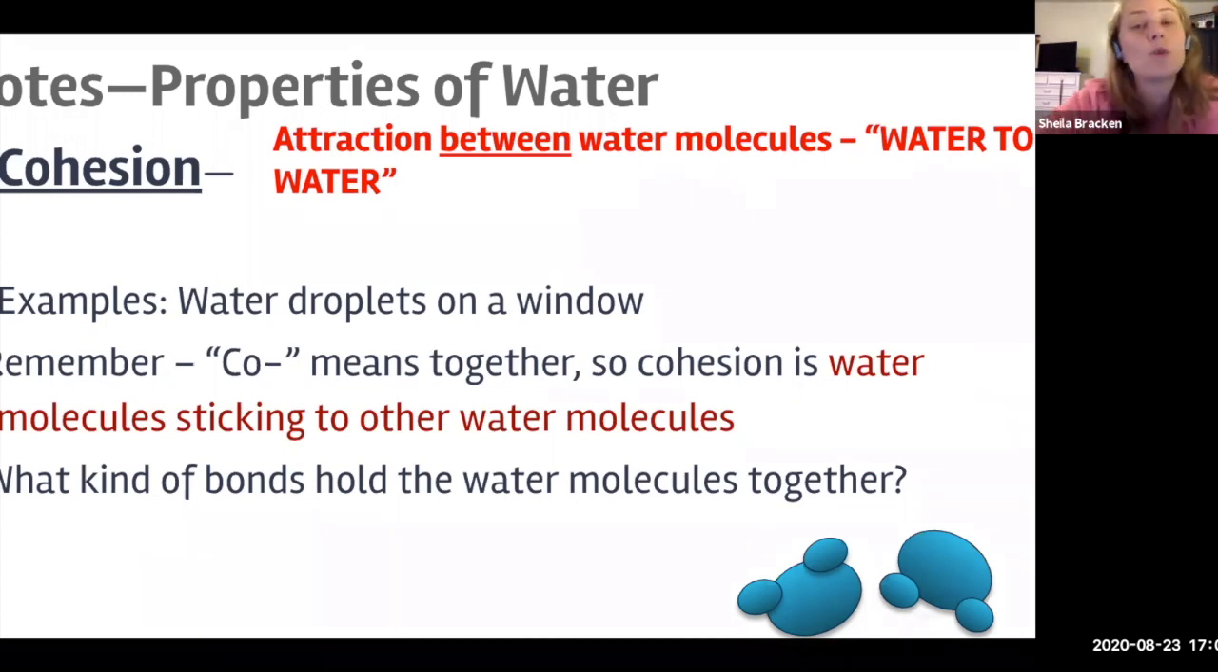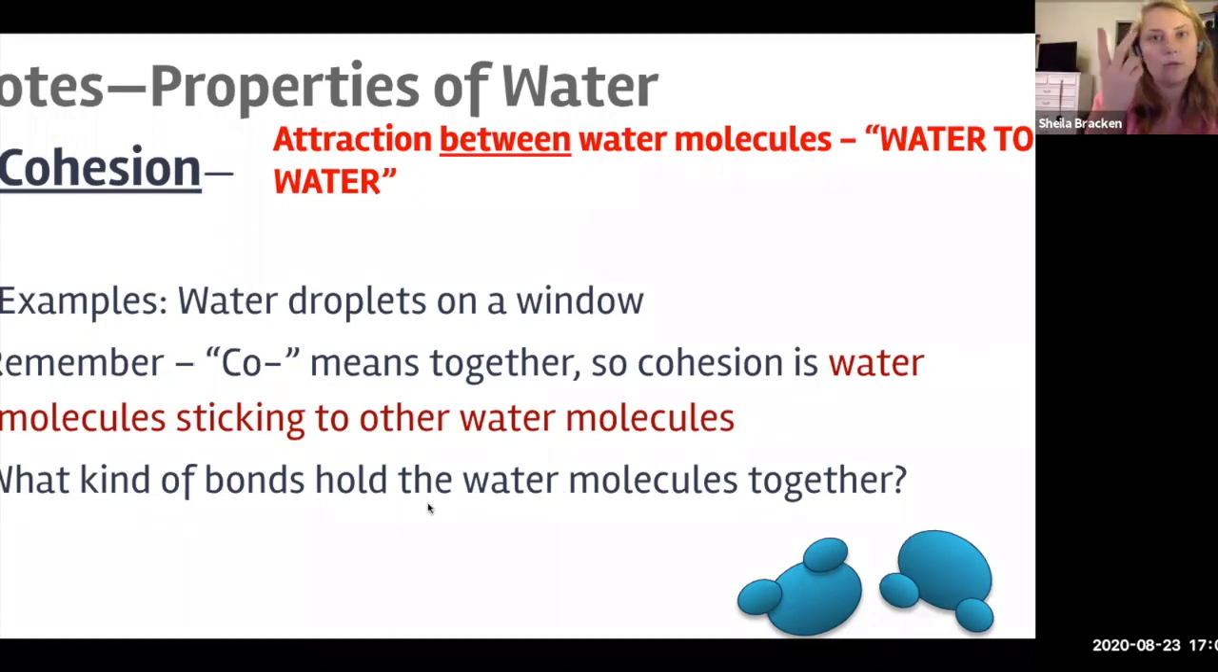If you think about the word cooperate, you could break that up into co and operate. Co means together, operate means to work. So when we cooperate, we work together, right? Didn't know you were going to have an English lesson here, huh? So cohesion is water sticking to other water molecules. Co, right? Your companion, right? You are friends together.